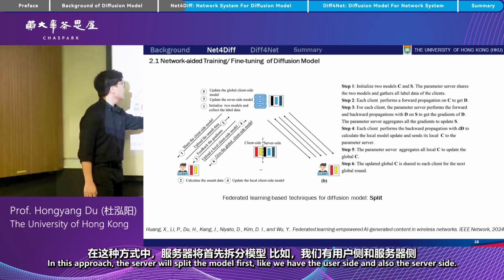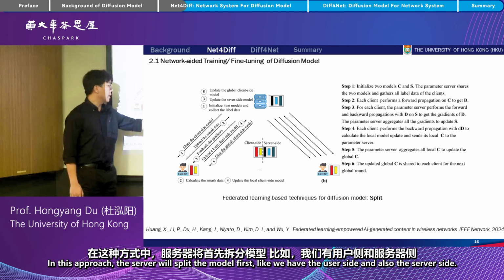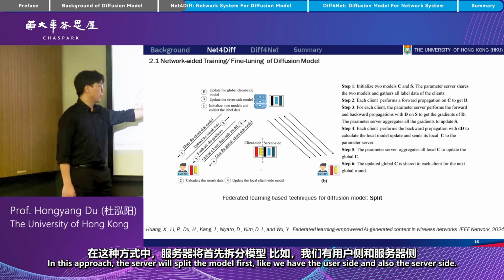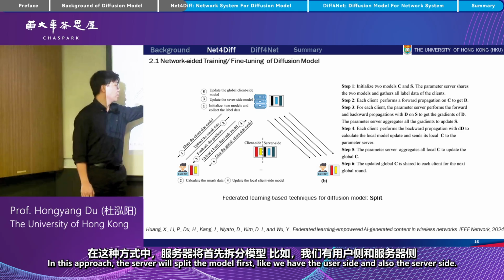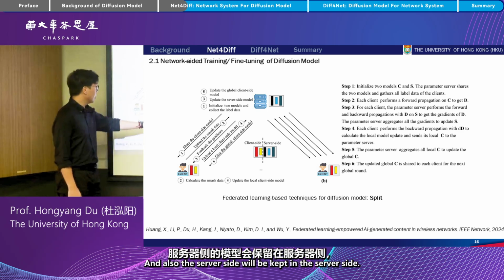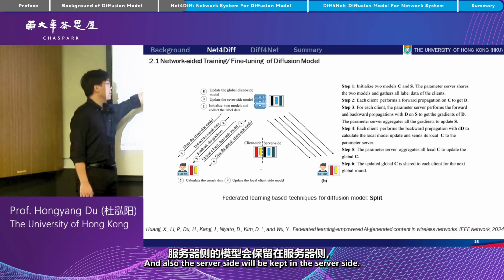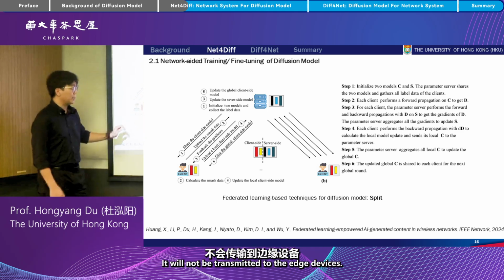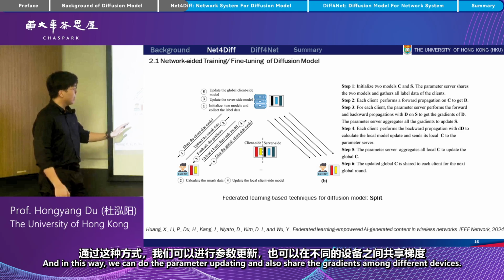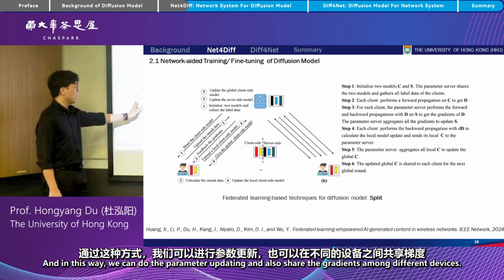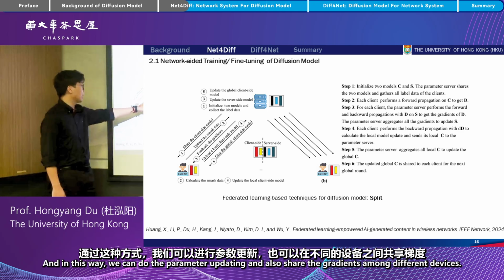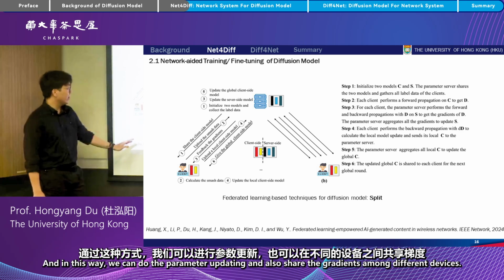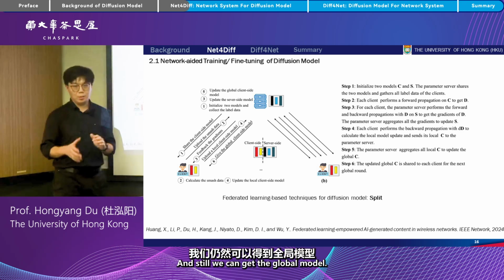In this approach, the server will split the model first, like we have the user side and also the server side. And the server side will be kept in the server. It will not be transmitted to the edge devices. And in this way, we can do the parameter updating and also share the gradients among different devices. And still, we can get the global model.